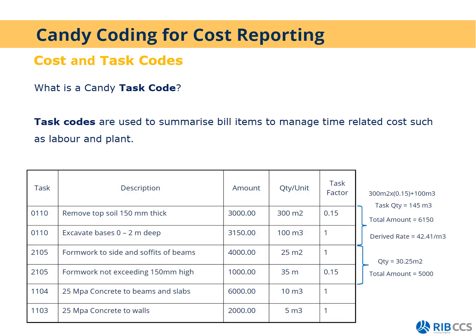Or your task code. Task codes are used to summarize bill items to manage time-related costs such as labor and plant. So this is a second code that you can use to make your information more accurate and do more analyses. And that is where you can allocate a task code of earthworks, for example, to all your earthworks items. And then we can give you analysis on those tasks. We can give you the task quantity, the derived rate, and the derived amount for that task.